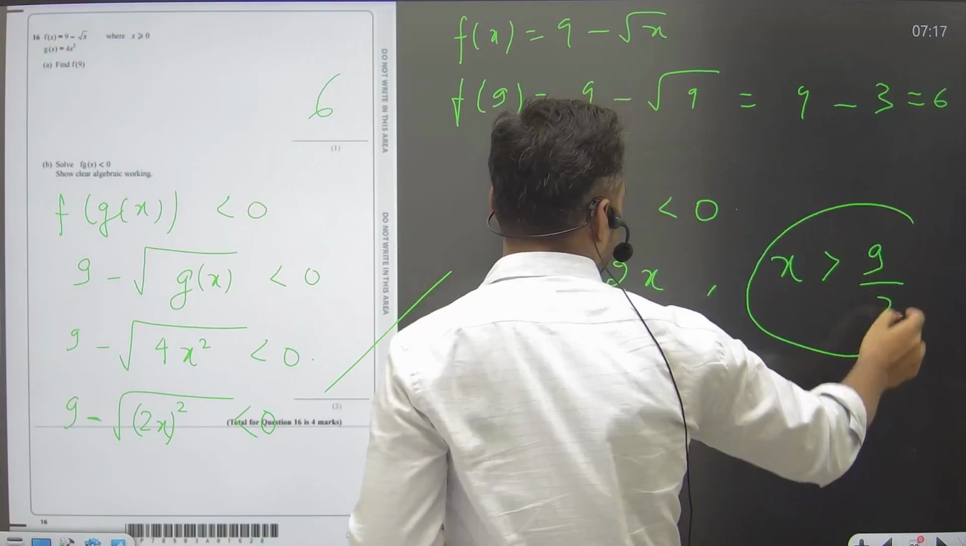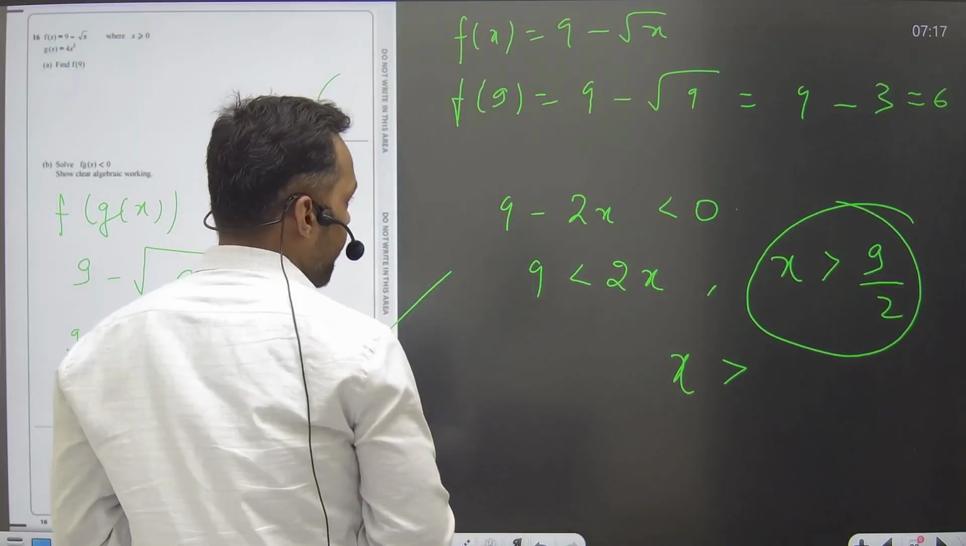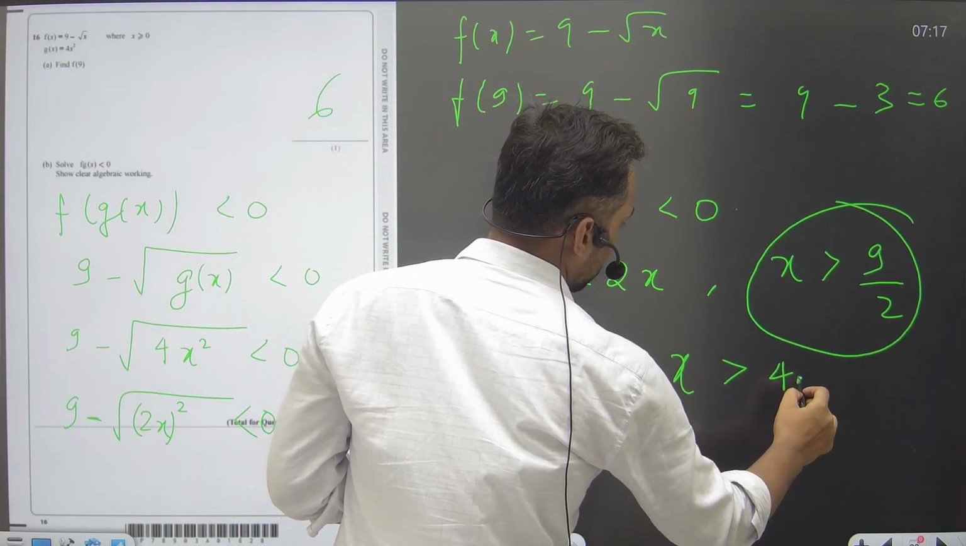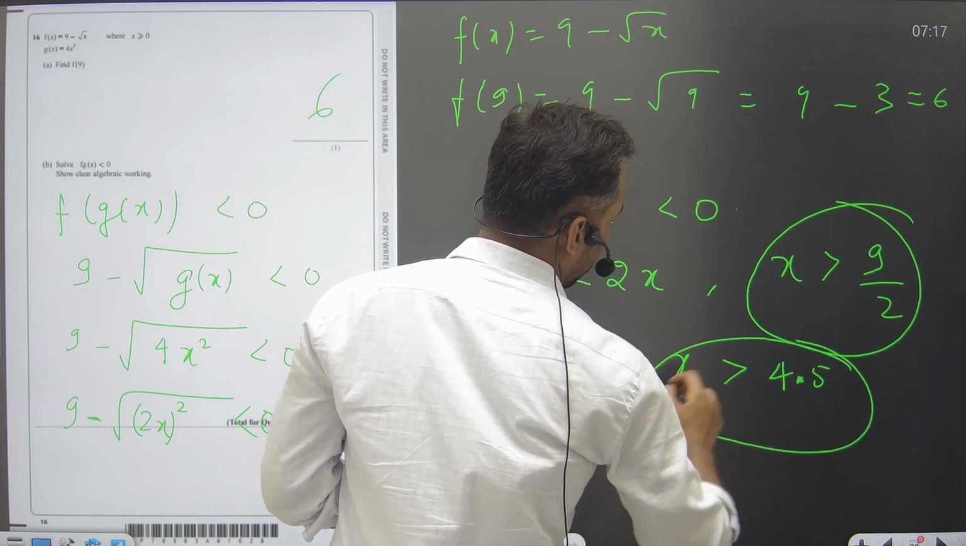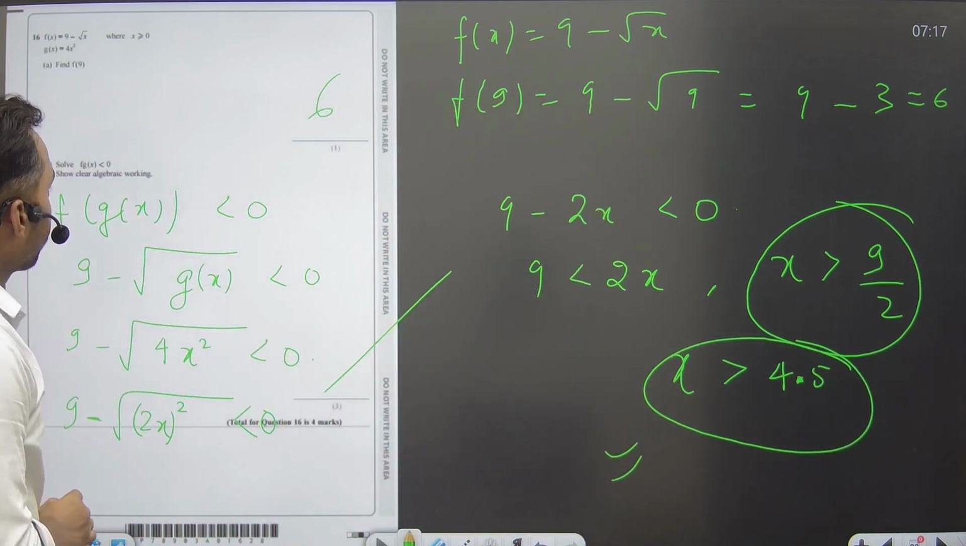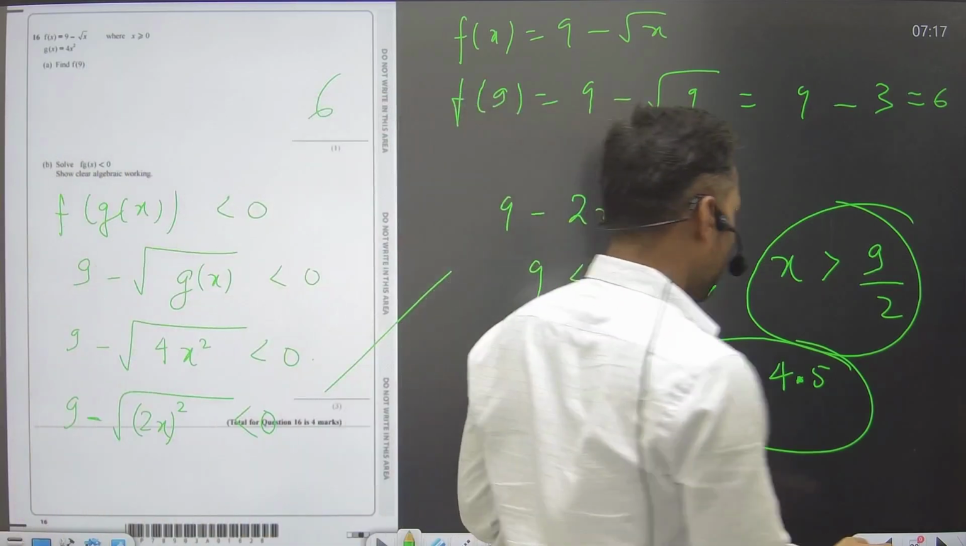It is also correct. Or you can also write x is greater than 4.5. This is also correct. Okay, so let's move to the next question.